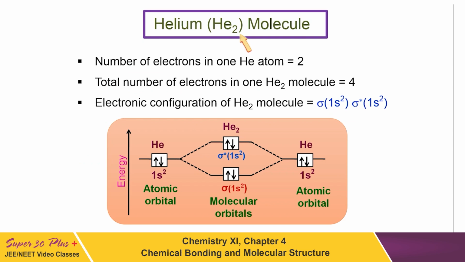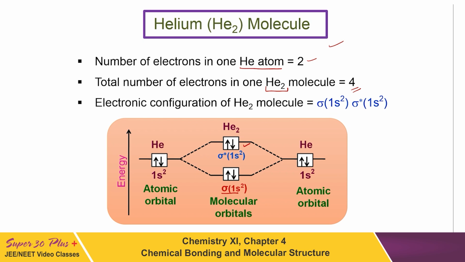Say for example the helium molecule. Now if you imagine the helium molecule, how many electrons are there in one helium atom? Each helium atom contains 2 electrons. So if you suppose an He2 molecule, there will be 4 electrons, and those 4 electrons will be filled like this: 2 electrons in sigma 1s and 2 electrons in sigma star 1s.